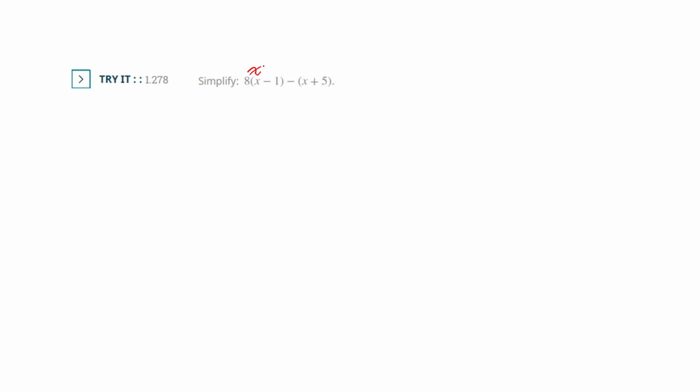Going through here, we get 8x minus 8. Go through here, we get minus x minus 5. So remember that negative 1 trick. Now these are like terms. So I get 7x. Now putting these together, minus 8, minus 5, things are getting worse. Minus 13.